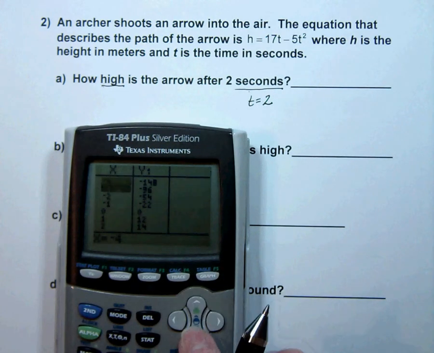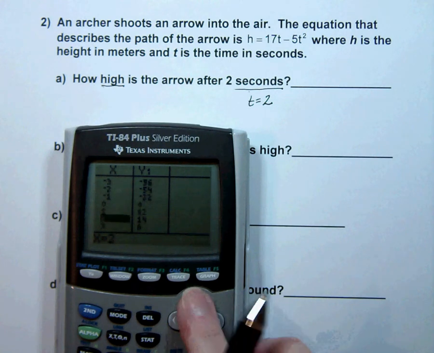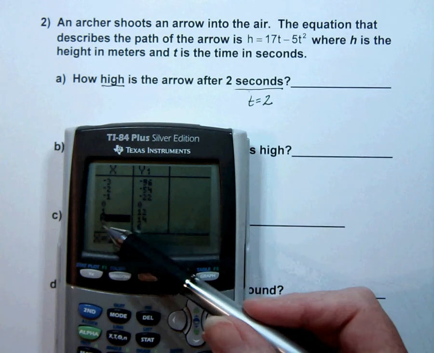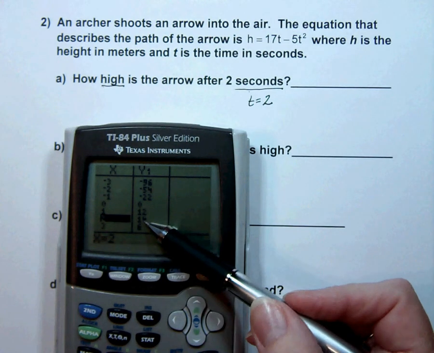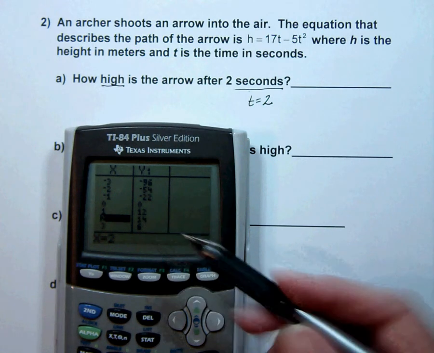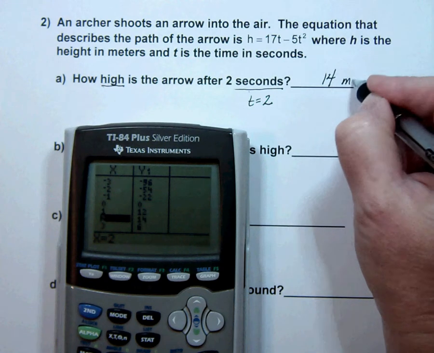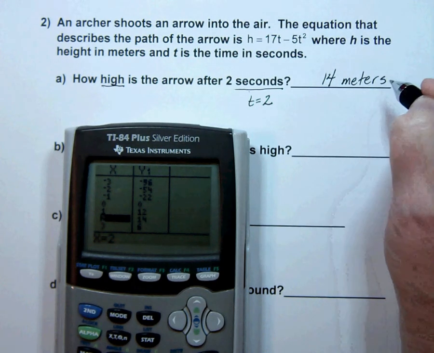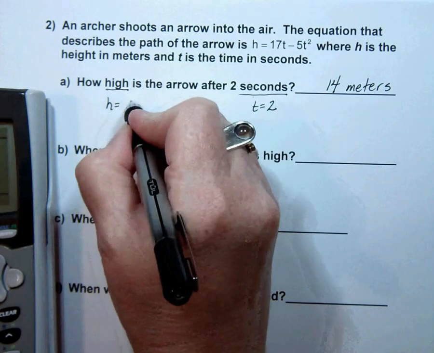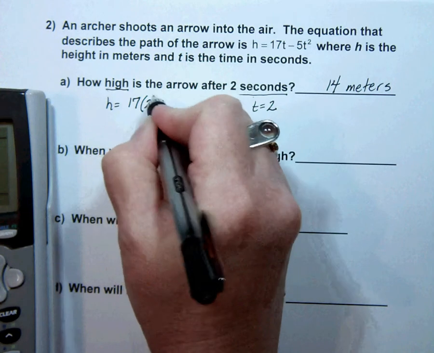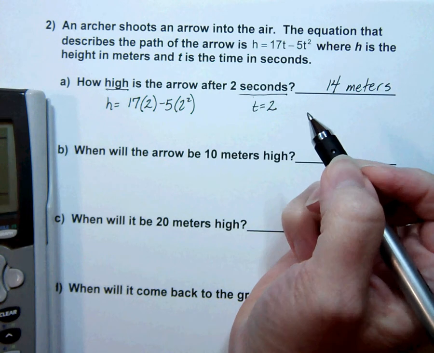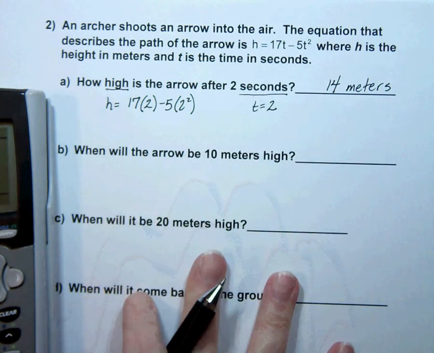If you want the x to be 2, then go into your table. If you type this in y equals, look at the table. When x is 2, the y is 14. So the answer on this one would be a height of 14 meters. Now that's using the calculator. If you wanted to do it by hand, you remember you replace your t with a 2. So there's the way you could do it if you were replacing it. I just let the calculator do it.